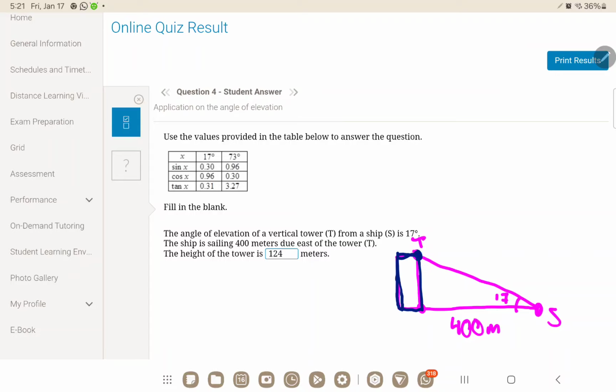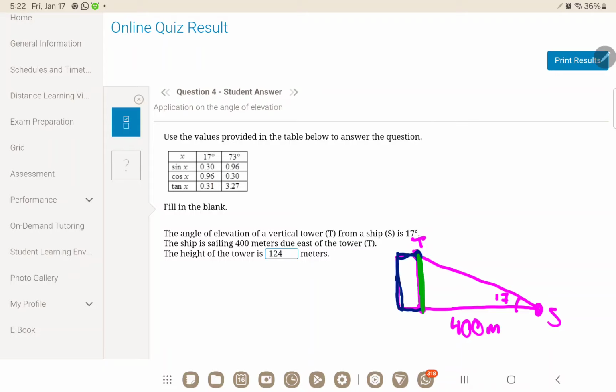So point T is the top of the tower. And you have to look at an angle of 17 degrees to see the top. We need to know the height of the tower. So what is the height of the tower? How tall is the tower?